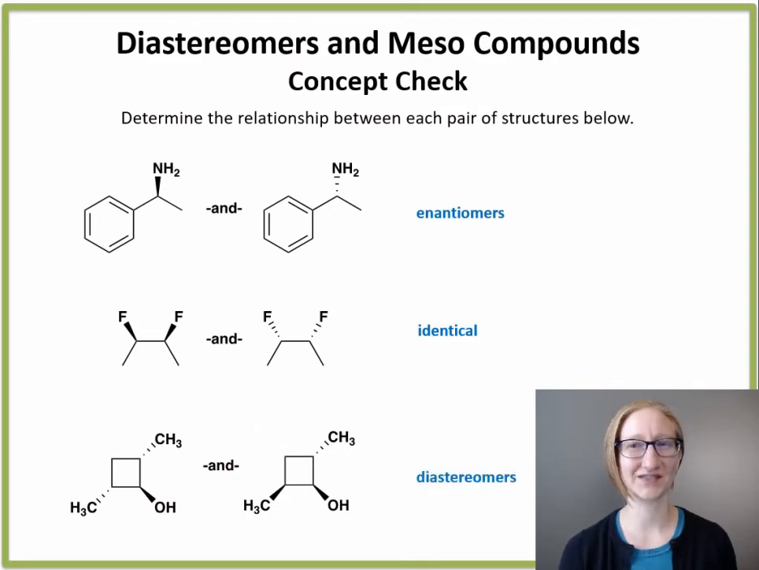In the last case, the 2 structures are diastereomers. They're not mirror images, and they have some, but not all, of the stereocenters inverted.